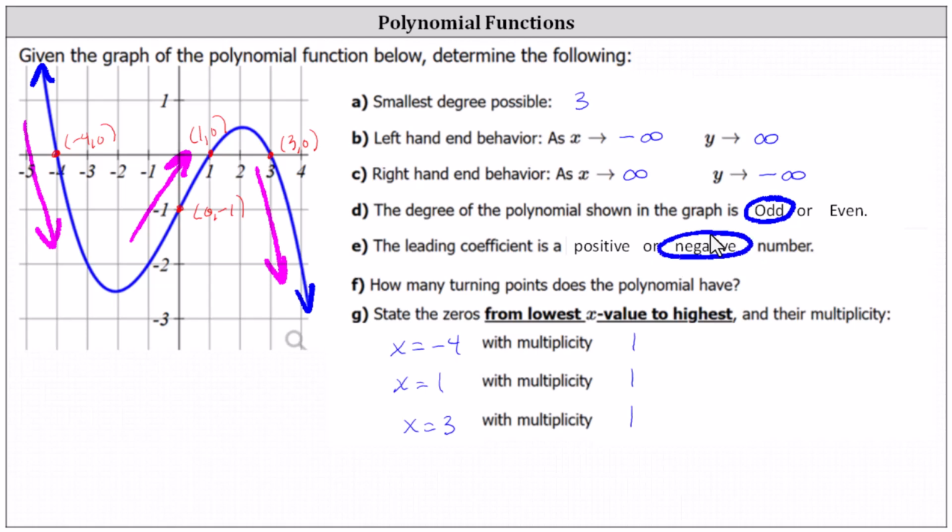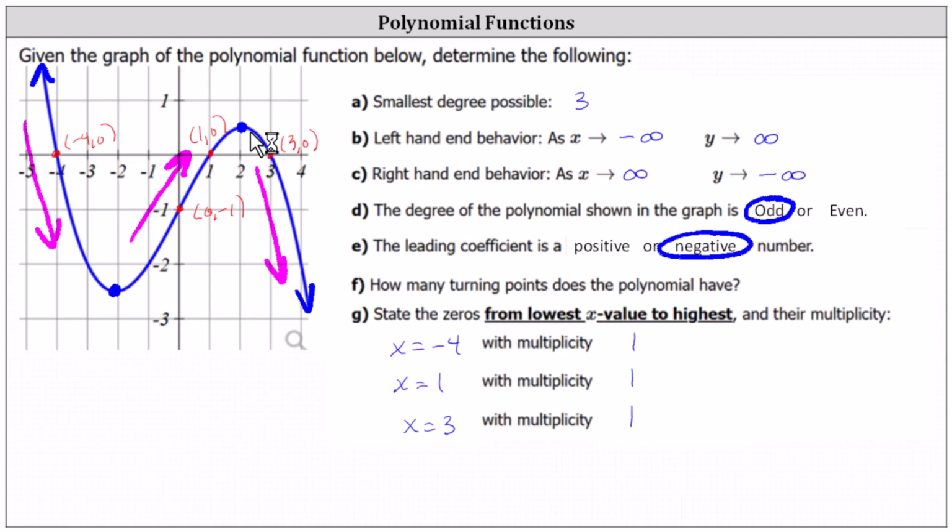And then finally, we want to determine the number of turning points. Turning points occur where the function changes from increasing to decreasing or decreasing to increasing. Going back to analyzing the graph, notice we have a turning point here where the function changes from decreasing to increasing. We have another turning point here where the function changes from increasing to decreasing.